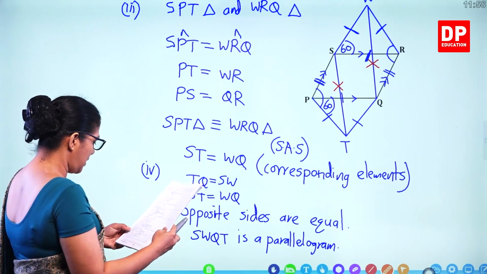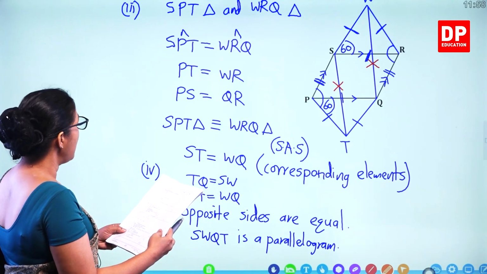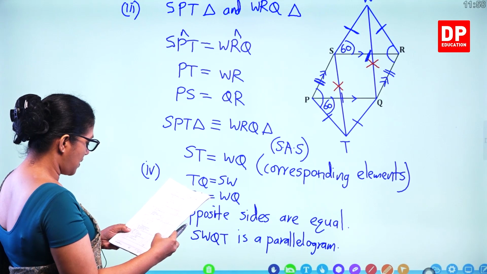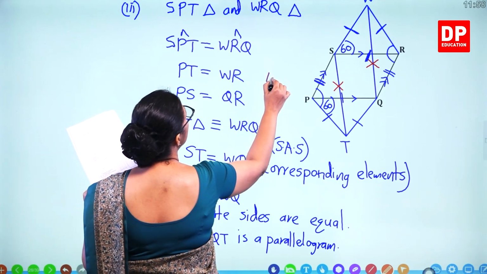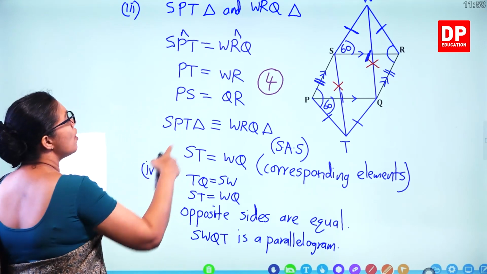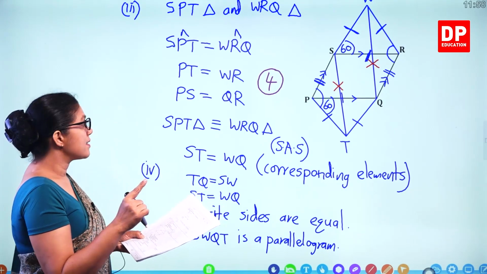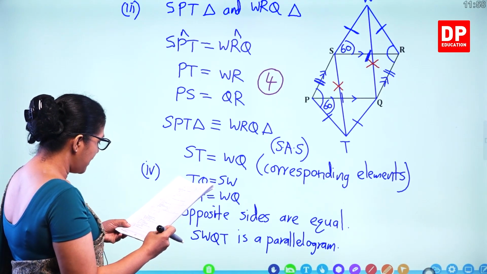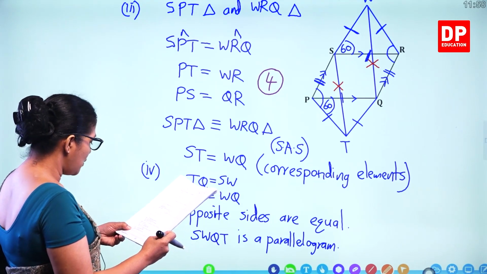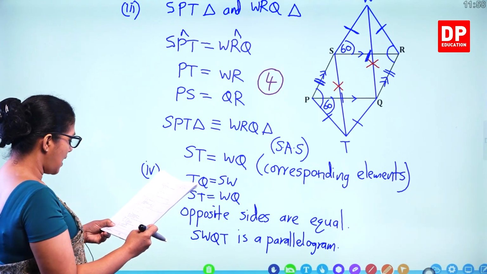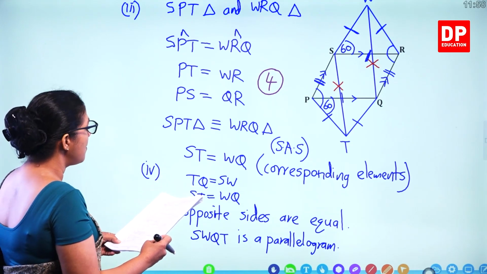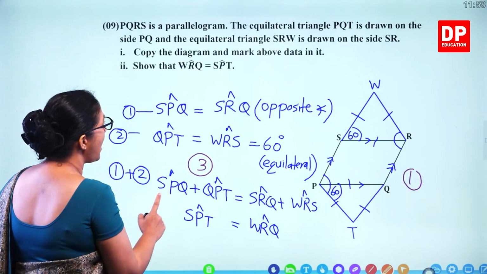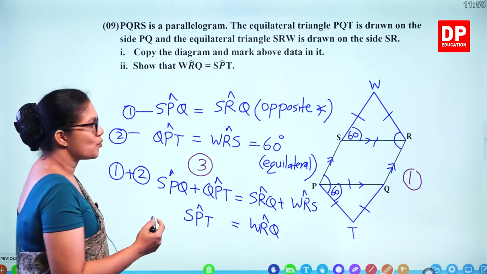So you get, again, we gave 4 marks before: 3 marks for proving that the two triangles are congruent, and then 1 mark for corresponding elements are equal. That's 4 altogether. Then SW is TQ, and the opposite sides are equal. That means a parallelogram, 2 marks. 4 plus 2, 6, and 4, 10 marks for this question.